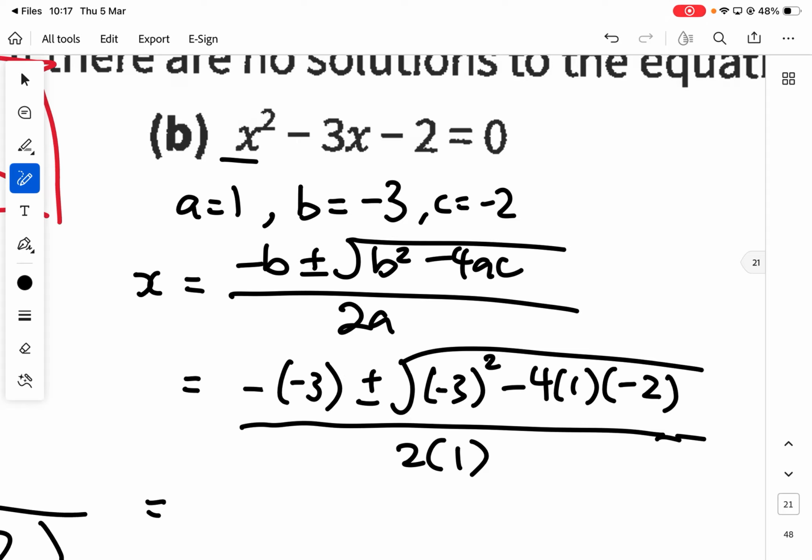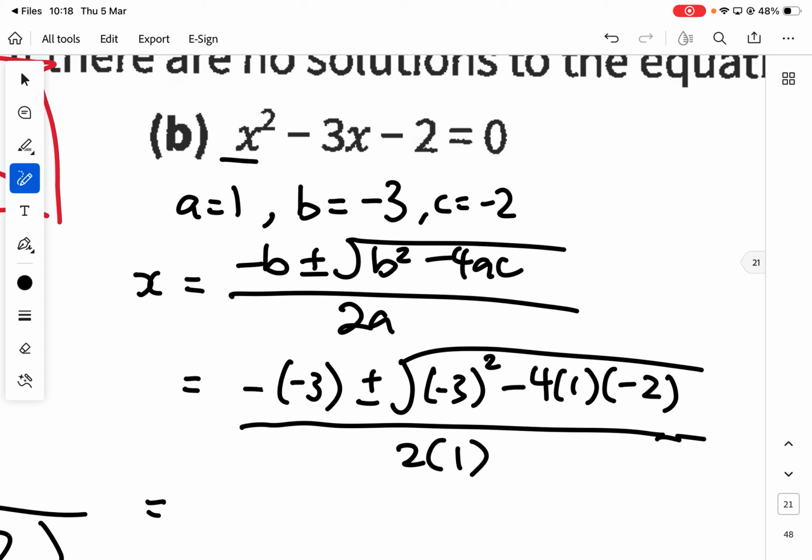No. Your b is not 3. Your b is minus 3. So I said already, write down. Don't miss out this step. Just go and write down. A is 1, B is negative 3, C is minus 2. Don't rely on memory. Just write down.